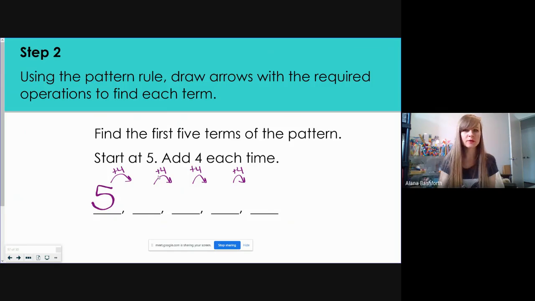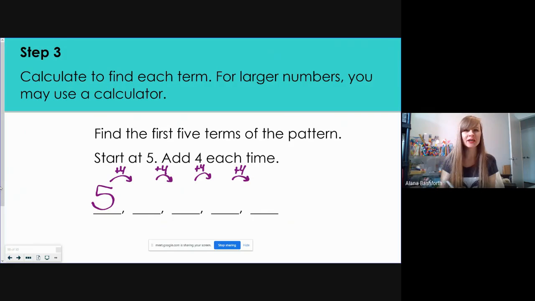And so we draw our arrows, and then after that, into our next screen, we're going to calculate each term. And then you're welcome to use a calculator for the larger numbers. This, I don't think that you should need to, but there are some bigger numbers in this lesson. And so 5 plus 4 equals 9. Then 9 plus 4 equals 13. Then 13 plus 4 equals 17. And then 17 plus 4 equals 21. And that's what you do.